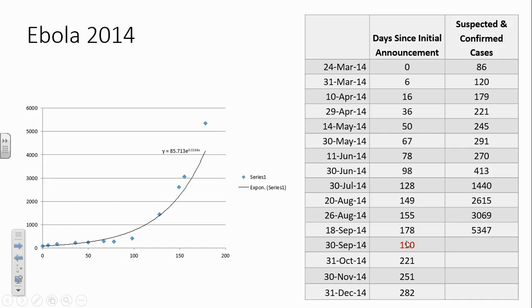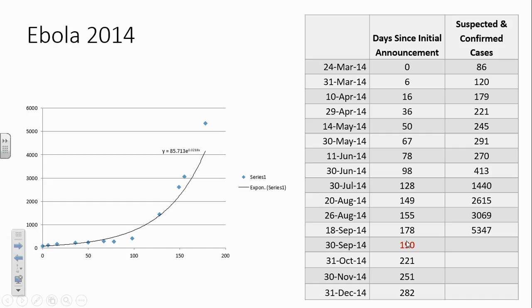So what I wanted to do, this was around the 18th of September when I had seen that last bit of data, I wanted to see, how many cases would there be by the 30th of September? How about the 31st of October? How about November? How about December 31st? So I took that data and I plotted it on my graphing calculator and came up with an equation. And then I plotted it in Excel and came up with an equation.